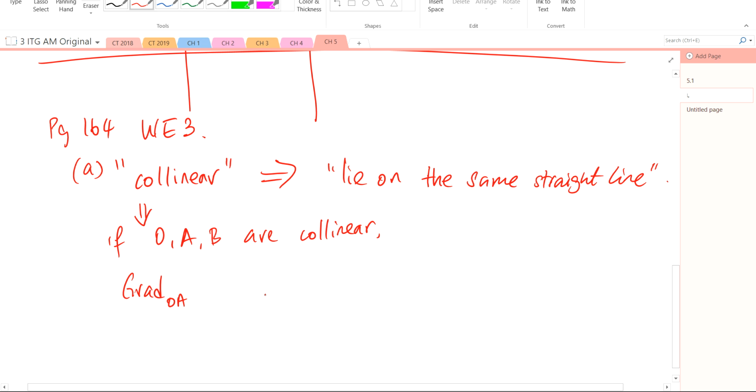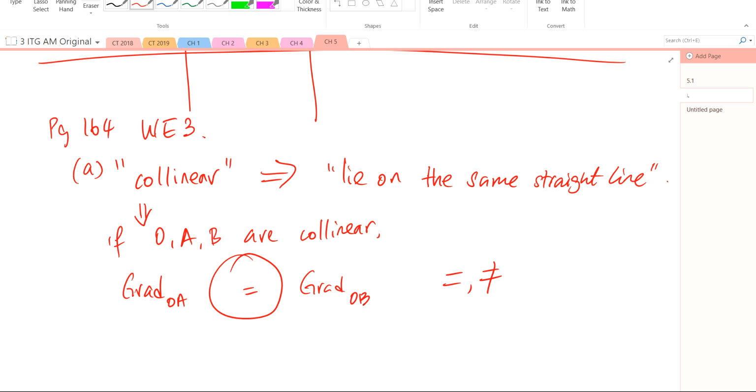and gradient of AB? Fill in the blank with either equal or not equal. Equal, must be equal, right? What can you tell me about the gradient of OA and OB? OA and OB. Also equal, must be equal, because it's the same straight line.